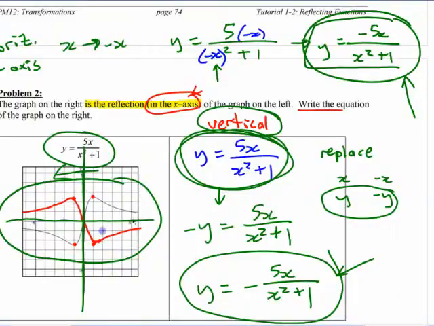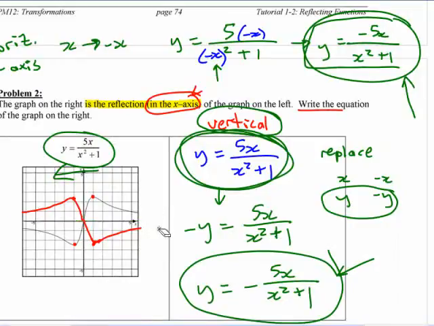Right? If I say what kind of a reflection is this? I don't know. It could be that this point went there and this point went here. Or it could be that this point went here and this point went here. It could be horizontal or vertical there. And the equation turns out the same.